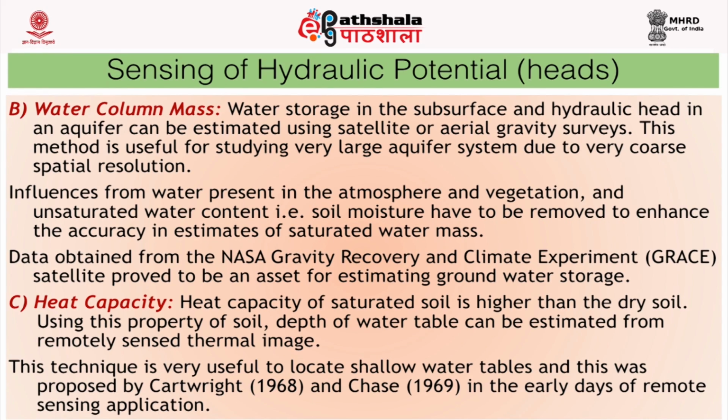The third parameter is heat capacity. Heat capacity of saturated soil is higher than that of dry soil. Using this property of soil, the depth of the water table can be estimated from a remotely sensed thermal image. This technique is very useful to locate a shallow water table, and it was proposed by Cartwright in 1968 and Chase in 1969, in the early days of remote sensing application.